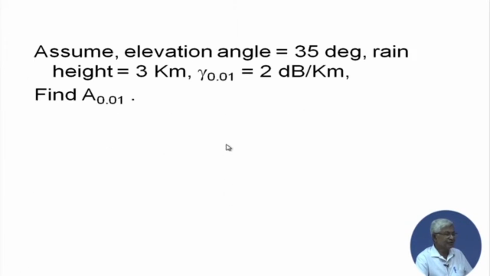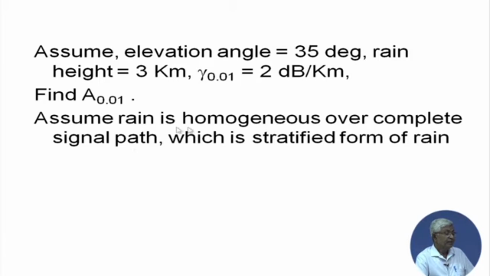So, let us do a very quick calculation to understand the numbers. Assume an elevation angle of 35 degrees to the satellite from the ground station, and the rain height is 3 kilometer direct vertical height. At 3 kilometer the rain is occurring, and specific attenuation for this particular rain, gamma 0.01, is equal to 2 dB per kilometer. So, find A, that is attenuation 0.01. Assume rain is homogeneous as we have shown in the last picture, over the complete signal path, which is named stratiform rain.